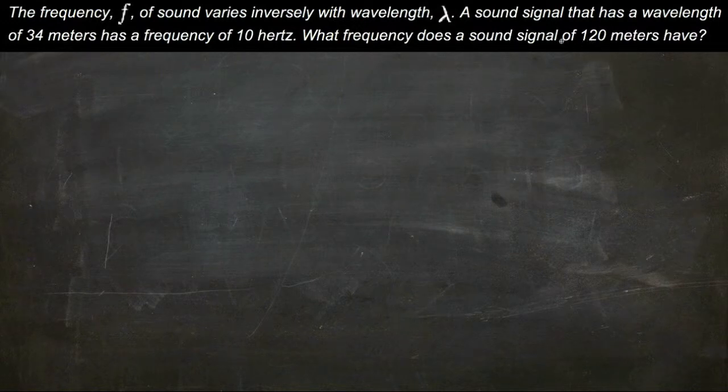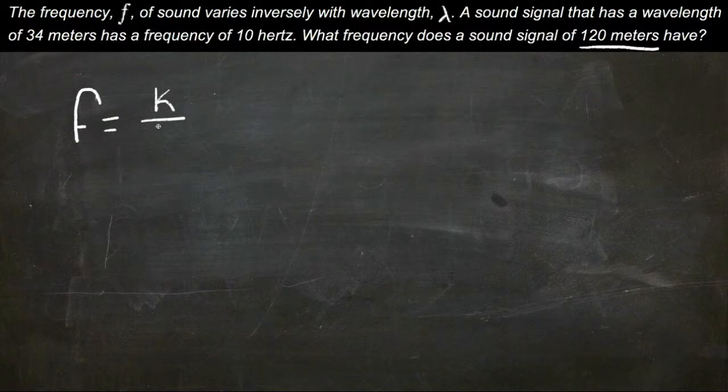Now the question is, what frequency does a sound signal of 120 meters, or 360 feet, have? What frequency is a wavelength that long? Well, if the wavelength varies inversely with the frequency, then the frequency is equal to our constant of proportionality, divided by the wavelength. So it looks a little like this.